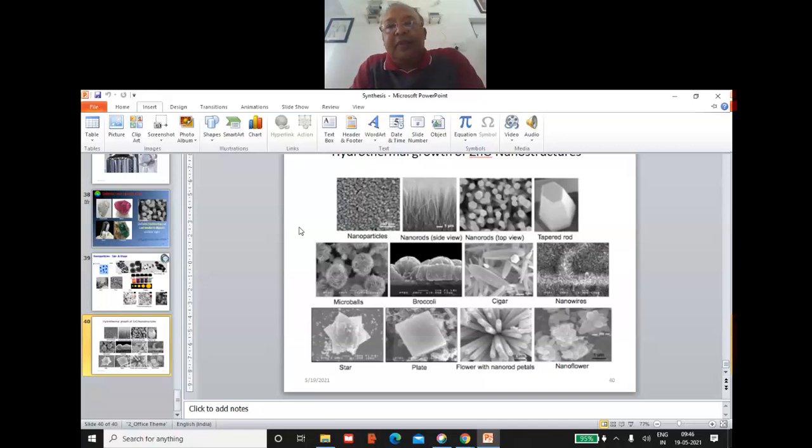Okay, I understand what you are trying to say. Let me come to that. But see here, all these different shapes that I'm showing you, it's not that they came out from a nanoparticle that formed first and then became these. These are actually the formation of the crystal right through.